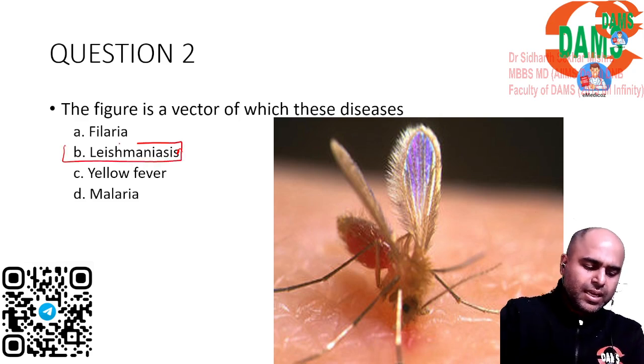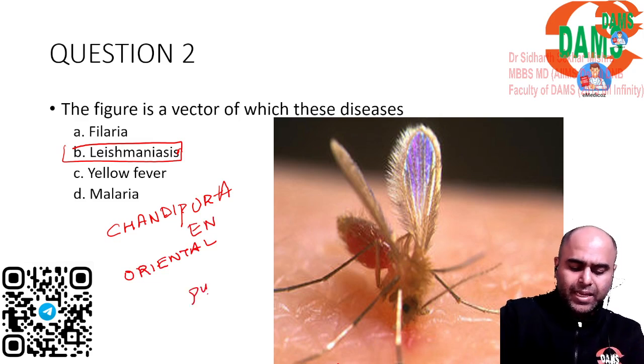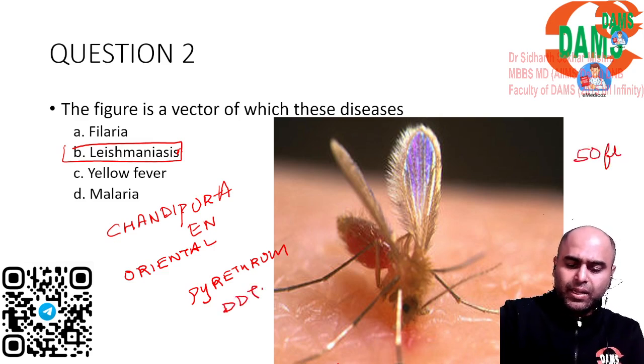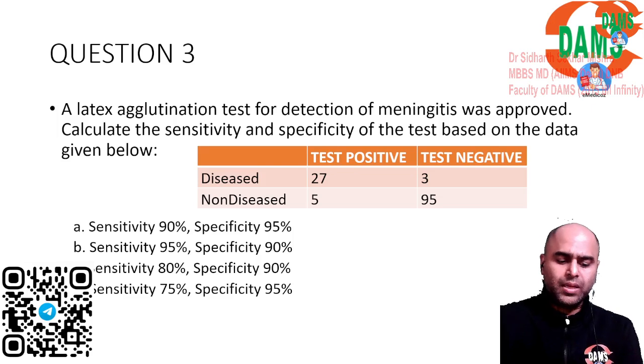It causes leishmania. It also causes Chandipura encephalitis. It also causes oriental sore. Now basically this is managed by pyrethrum. The older one was DDT. You have to spray till 50 feet. Even though it is a fly, it just hops. It cannot fly, and it bites in the ankle region.